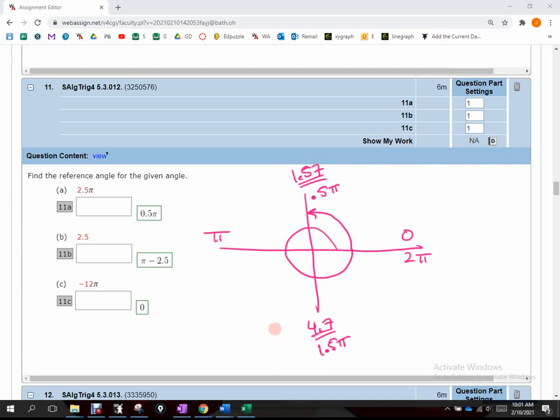Which now, if you ever get a quadrantal angle here, like we have, then you're basically just going to take that y-axis, and how many degrees or how many radians do I need to take that y-axis to get back down to the x-axis? It would be that 0.5 pi. Does that make sense? It's kind of a unique situation there.